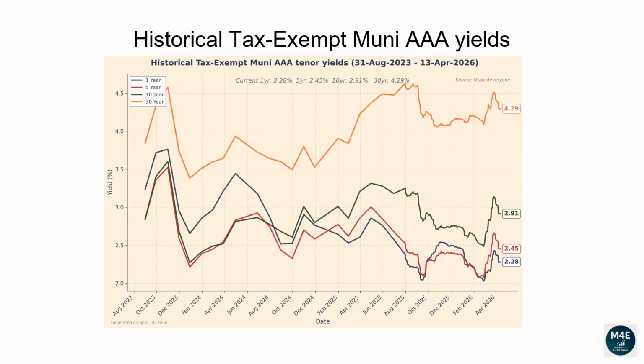This line plot and the next plot show how each tenor of the Muni yield curve has changed over time. From the 31st of August 2023 to the 13th of April 2026, the 1-year yield has dropped from 3.24 to 2.28. The 5-year yield has dropped from 2.85 to 2.45. The 10-year yield has increased from 2.84 to 2.91. The 30-year yield has increased from 3.85 to 4.29.